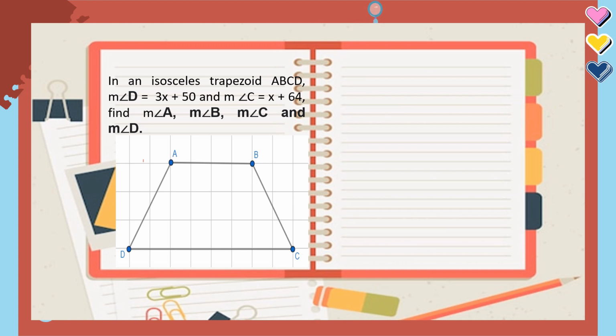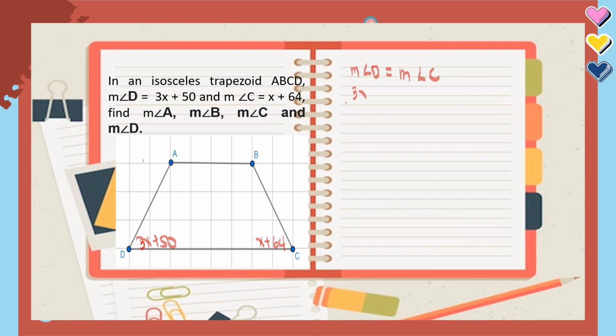In an isosceles trapezoid ABCD, the measure of angle D is 3x plus 50 degrees. The measure of angle C is x plus 64 degrees. We know that angle D and angle C are base angles. So by Theorem 1, base angles of an isosceles trapezoid are congruent. So we can say that the measure of angle D is equal to the measure of angle C.